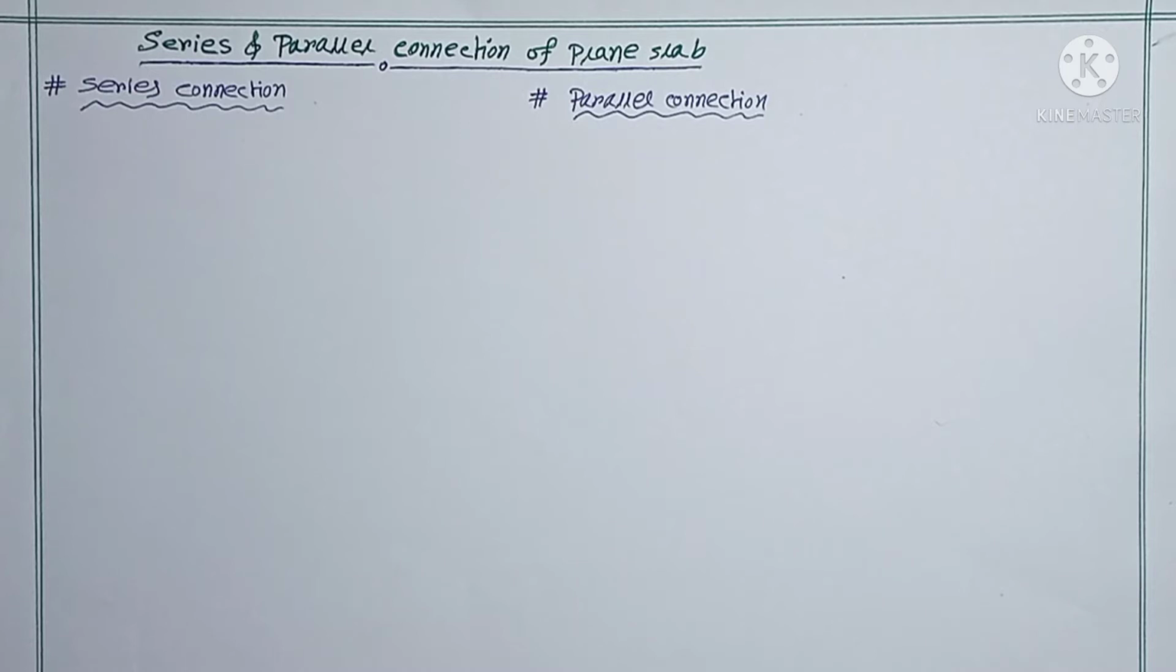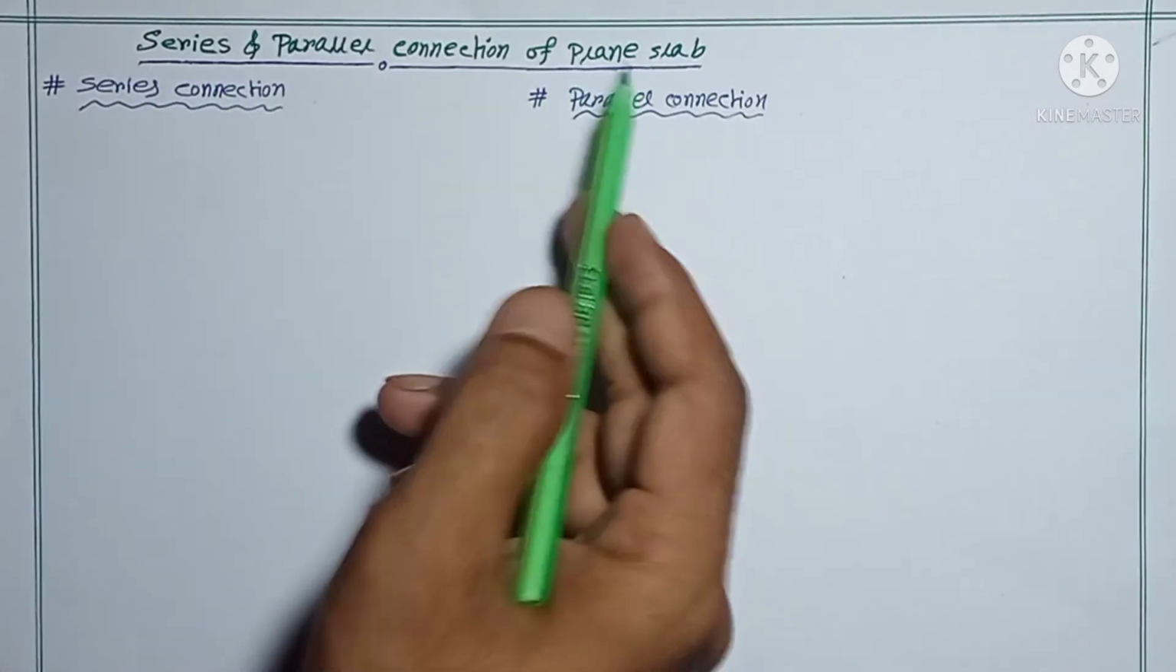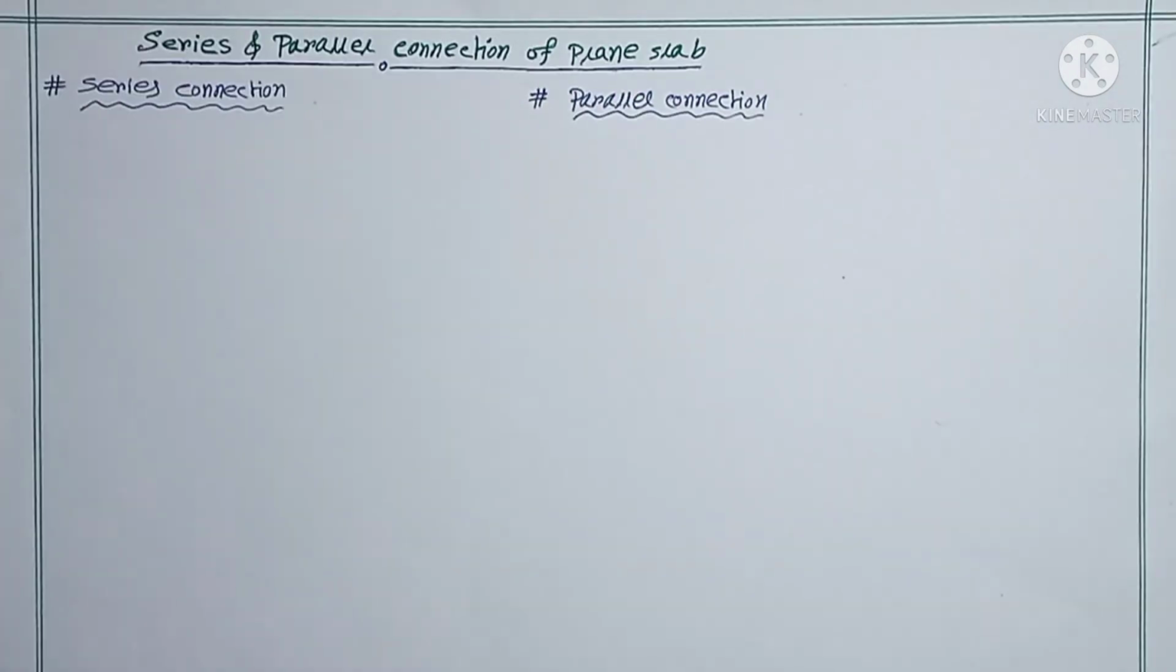Today in this video I will discuss a very important topic taken from the heat transfer subject. The topic is the series and parallel connection of plane slabs. In the case of plane slabs, you can observe that most of the time a number of plane slabs are connected, maybe in series or maybe in parallel. So in such a condition, how can you go about such a question?